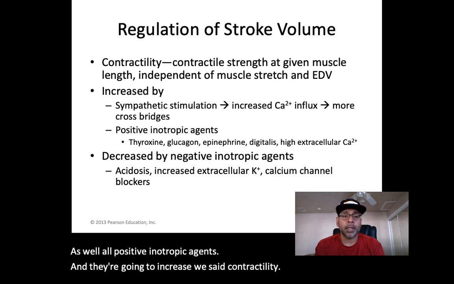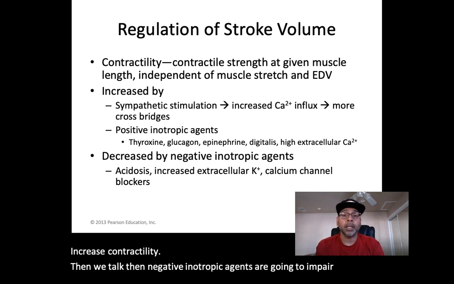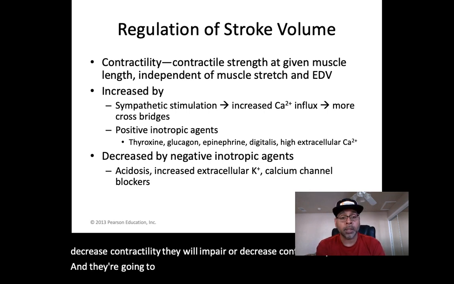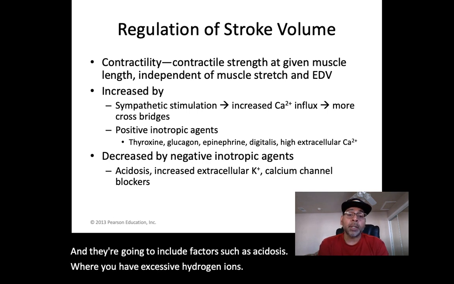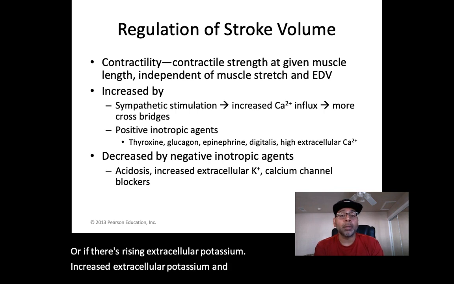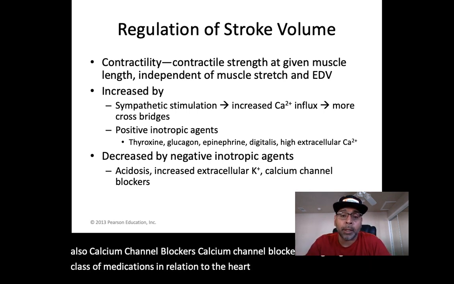Now, negative inotropic agents are going to impair or decrease contractility. They include factors such as acidosis, where you have excessive hydrogen ions, or rising extracellular potassium, increased extracellular potassium, and also calcium channel blockers. Calcium channel blockers are a class of medications in relation to the heart that you're going to have to know about.